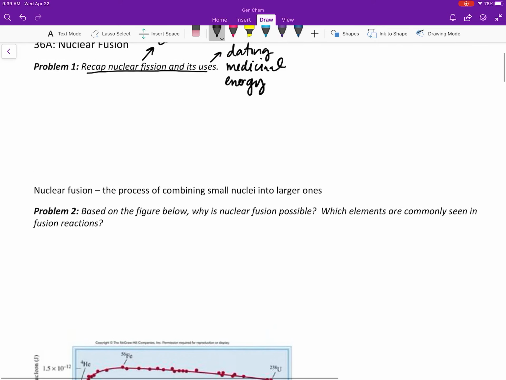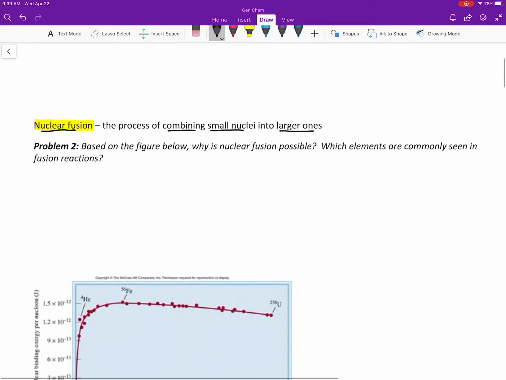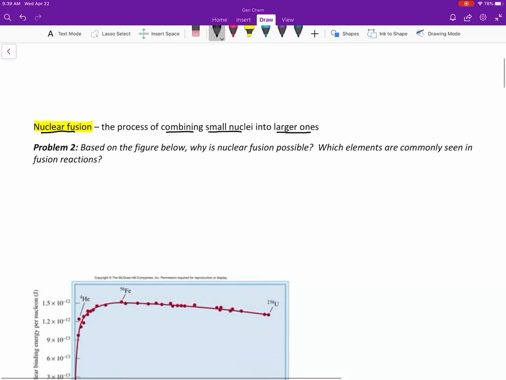So, nuclear fusion is something different from nuclear fission. Okay, so we're going to keep them separate. This is going to be the process of combining something smaller to make something larger. So, it's the opposite of nuclear fission. So, this says, based on the figure below, why is nuclear fusion possible? Which elements are commonly seen in fusion reactions?